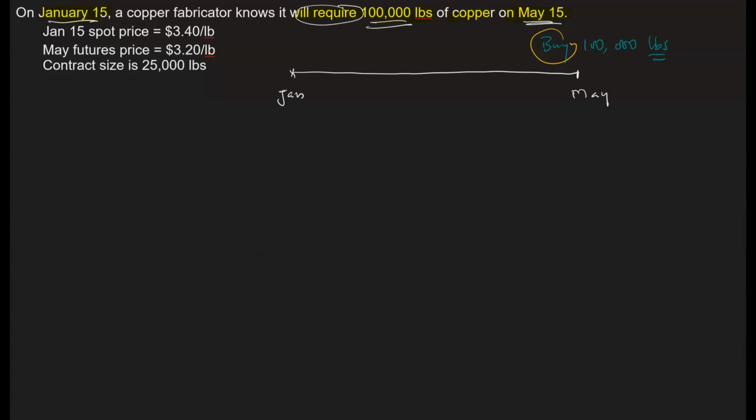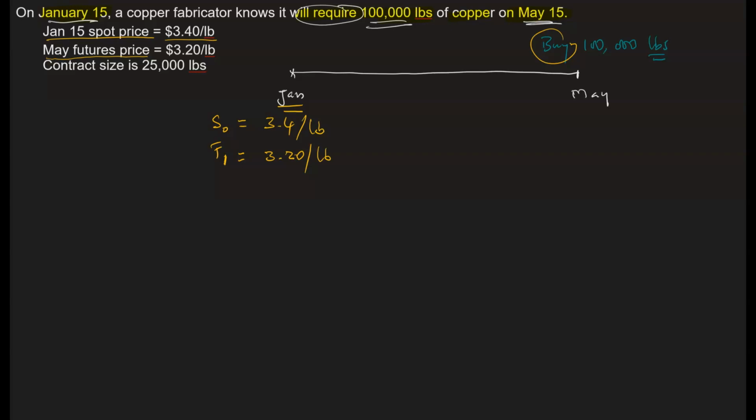And so today is January 15, and today the spot price of copper is $3.4 per pound. That is, today's price, I'm going to call that S0, is $3.4 per pound. The May futures price, that is the price at which you would pay for copper in May if you enter into a futures contract, is going to be equal to $3.2. So the May futures price, let's call that F1, is going to be equal to $3.2 per pound.